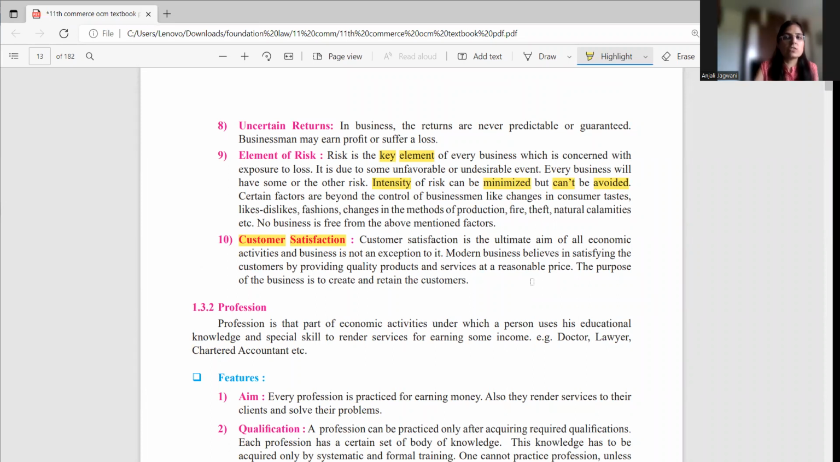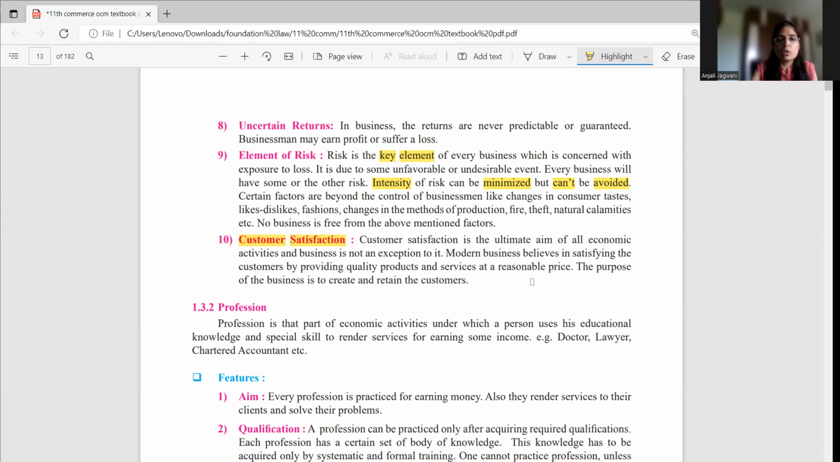So customer satisfaction is very important, and keeping a follow-up of what they require, what they are comparing, what requirements they want. If you keep those things in touch, then it becomes easy to run a business. So over here they are saying that customer satisfaction is the ultimate aim of all economic activities and business is not an exception to it. Modern business believes in satisfying the customers by providing quality products and services at a reasonable price.